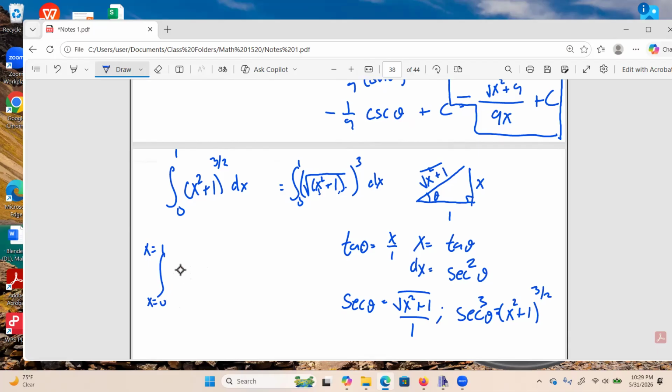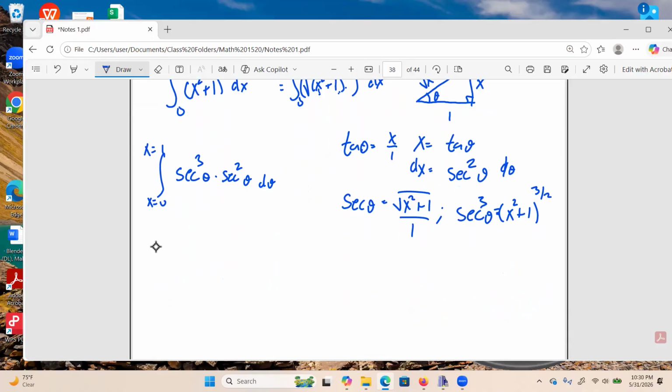So here we have secant cubed theta, because that's my 3/2, times dx, so that's going to be secant squared theta d theta. Let's put a d theta in here. So it looks like we get to integrate secant to the 5th power. That sounds like so much fun. Okay, so we have secant to the 5th power. That seems delightful.